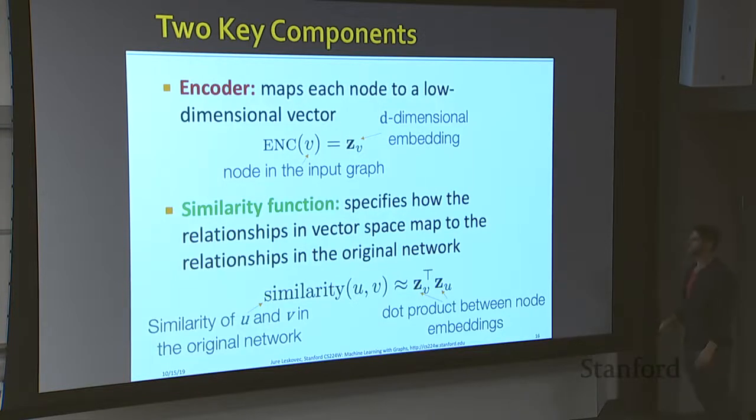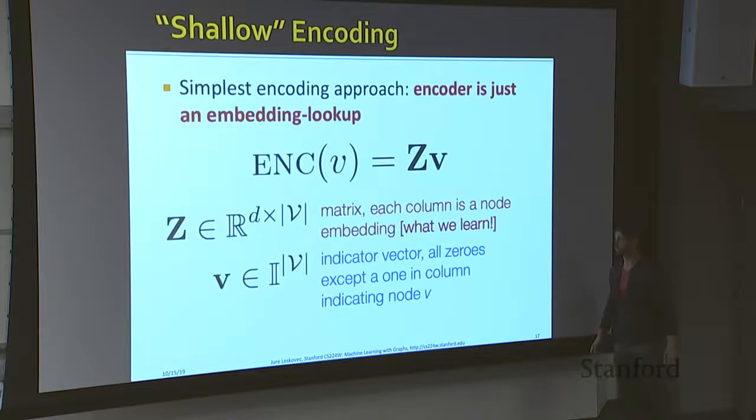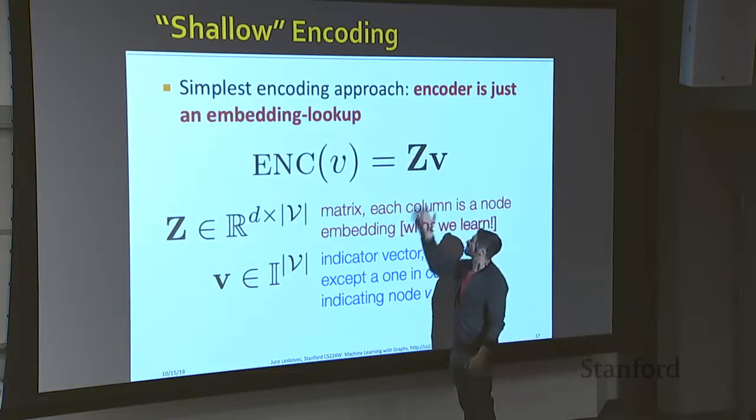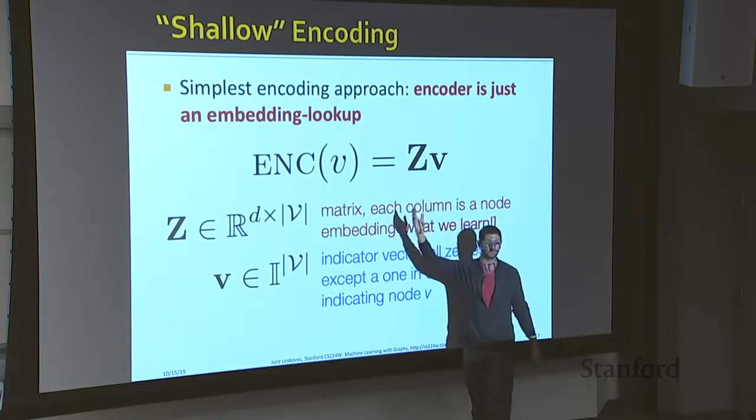All right, so now, as we recall, the two key components we're going to be working with are the encoder and the similarity function. So what are we going to do now? Let's start from the most simple model that you can think of, okay? So the first model that we're going to be talking about is this class of shallow encoders. And the idea of shallow encoding is that an encoder is nothing but an embedding lookup, okay? So in computer science terms, an encoder is nothing but a hash table, okay?